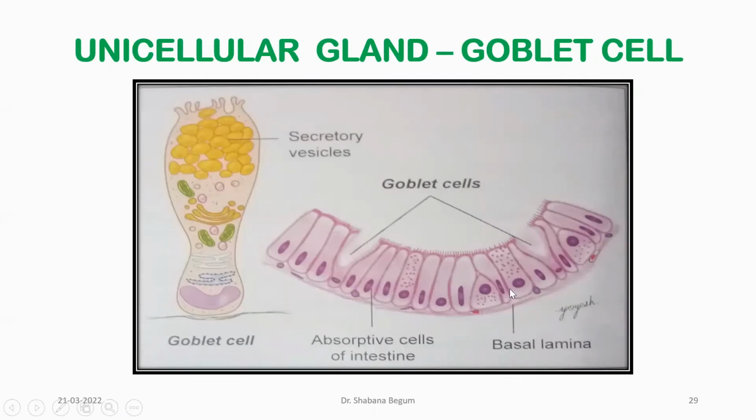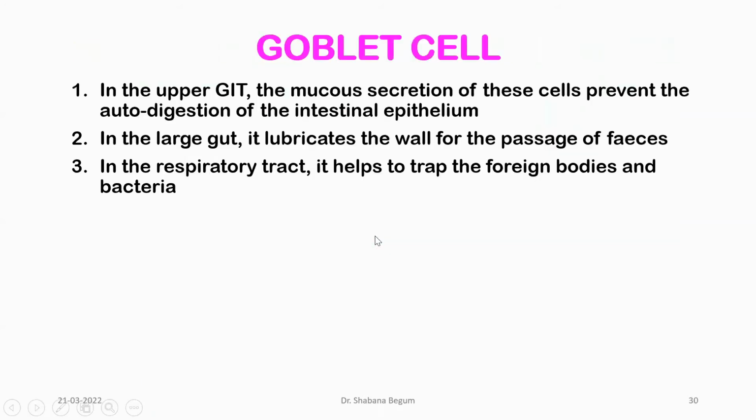So this is an H&E stain showing the goblet cells, but these cells do not take the H&E stain because the mucinogen granules get dissolved during tissue preparation. So under the H&E stain, these cells appear to be empty. A very important function of these goblet cells is the production of mucus. This mucus has a lot of functions: it prevents the digestion of the GI tract by the enzymes, and in the large gut it lubricates the wall for the passage of the feces. And in the respiratory tract, it helps to trap foreign bodies and bacteria.